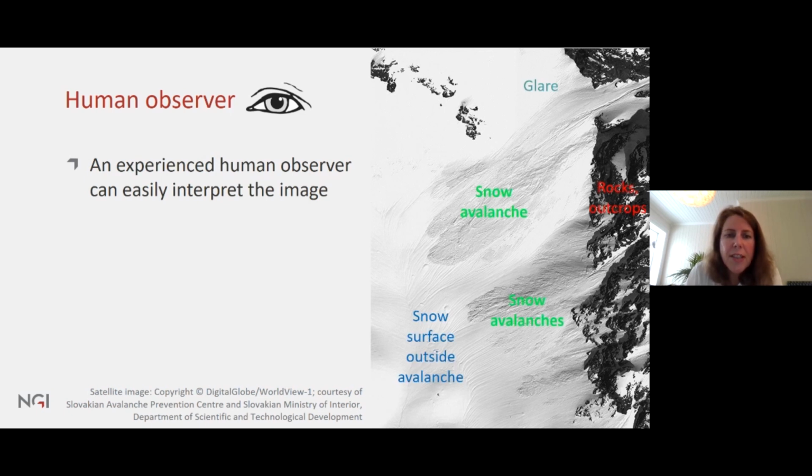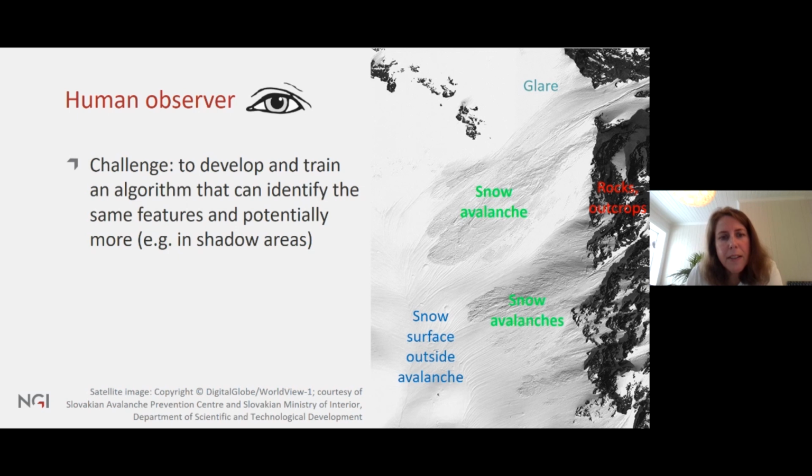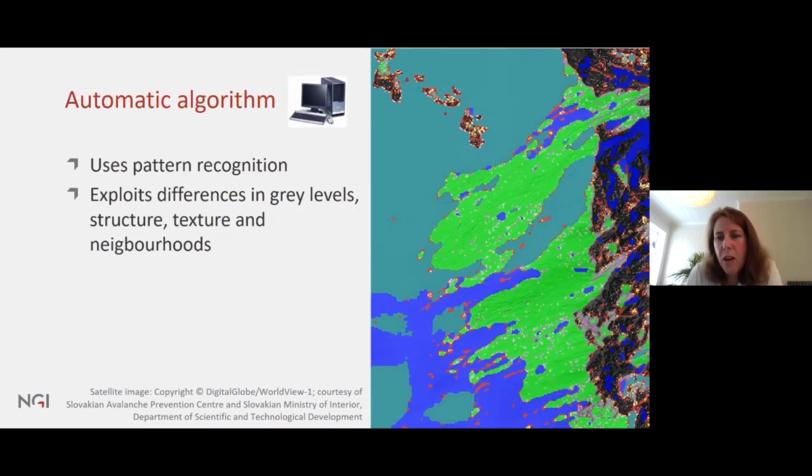Now, the challenge is how we can train and develop an algorithm that is able to do the same, and maybe even can look better into shadowy areas than we can as a human observer. We have used quite some time and put considerable work into developing such algorithms, and this is the first example where you see how the algorithm works.